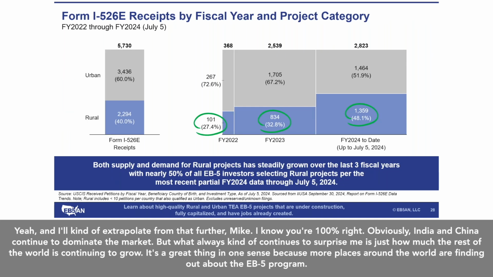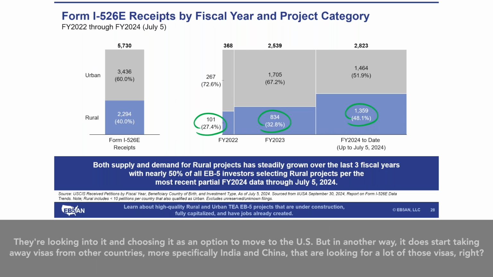Yeah, and I'll extrapolate from that further, Mike. I know you're 100% right. India and China continue to dominate the market, but what always surprises me is how much the rest of the world is continuing to grow. It's a great thing in one sense, because more places around the world are finding out about the EB5 program, looking into it and choosing it as an option to move to the US. But in another way, it starts taking away visas from other countries, more specifically India and China, that are looking for a lot of those visas, right?